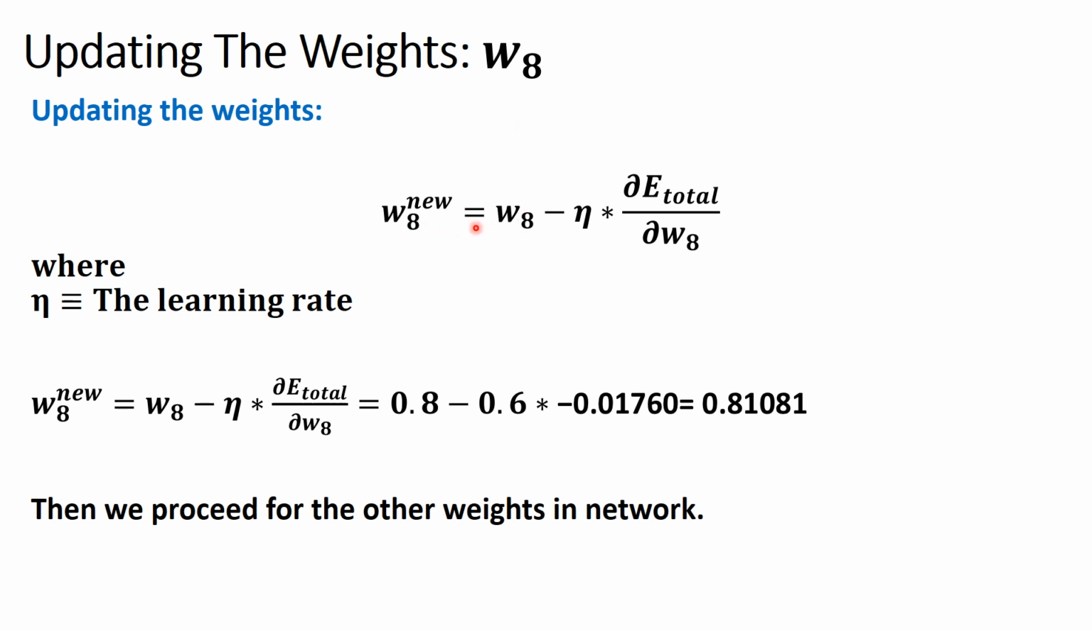W8 new equals W8 old minus eta multiplied by the partial derivative of E total with respect to W8. And W8 new, we plug the numbers. 0.8 is the old value of W8, and 0.6 is the learning rate, and this value is the gradient of E total with respect to W8. And this is the final value, and this is the new value of W8.